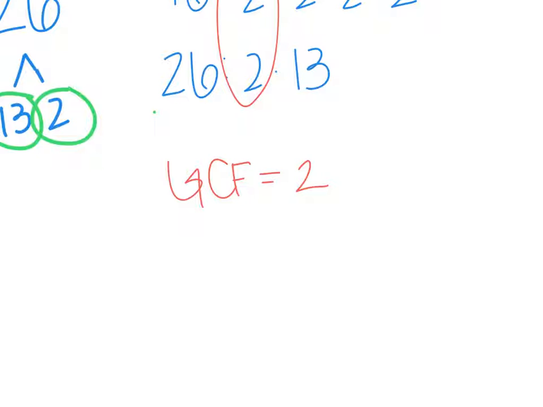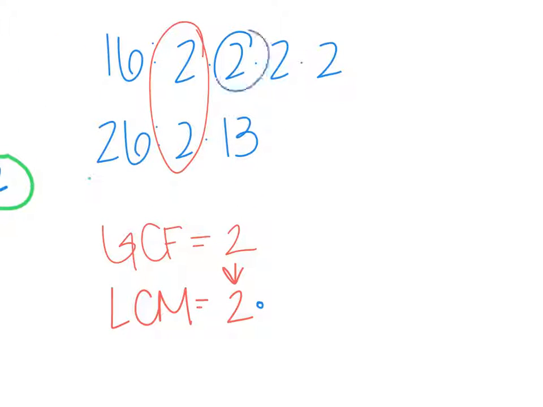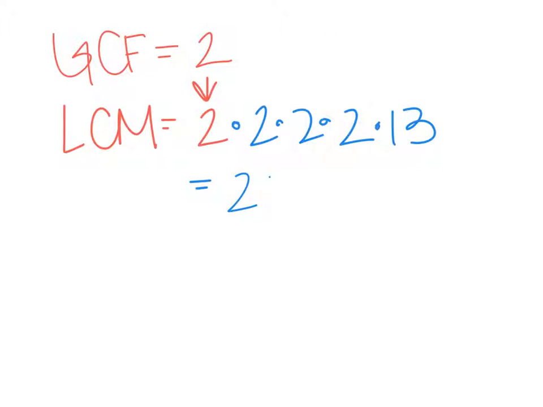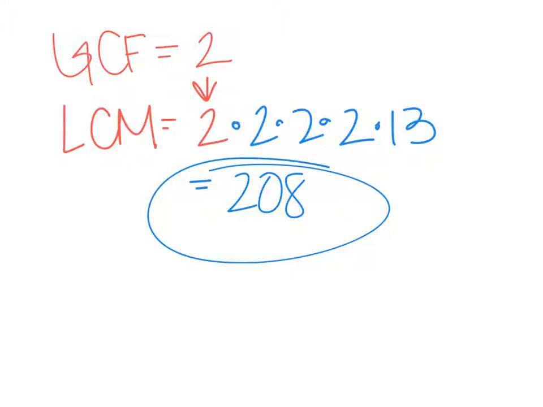Now, I'm going to transfer that for my least common multiple. I'm going to bring my 2 down, and then I'm going to multiply by every number I have left. So I have this 2, I have this 2, I have this 2, and then I also have a 13. So then I have 2 times 2 times 2 times 2 times 13, and when I multiply all of that together, I get 208. And so that is my least common multiple.